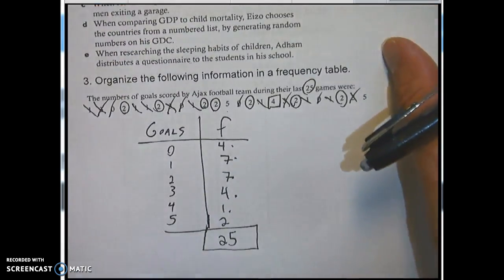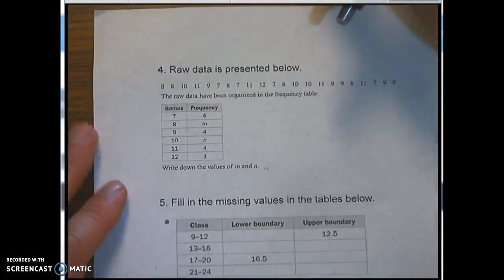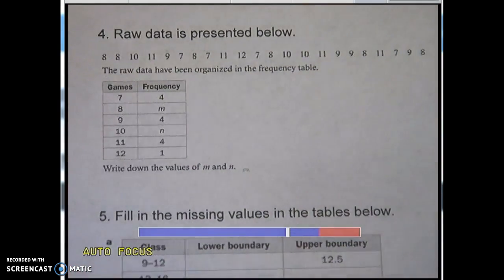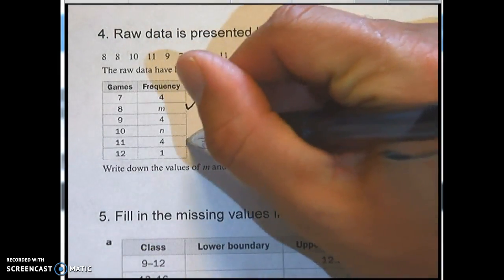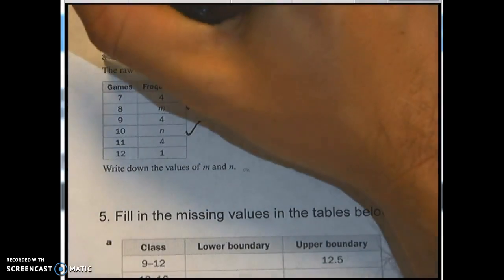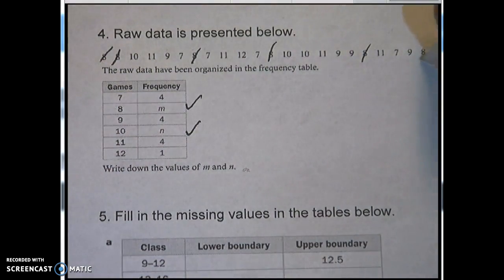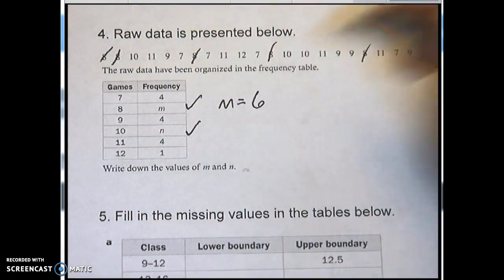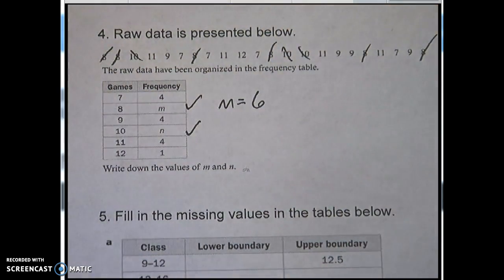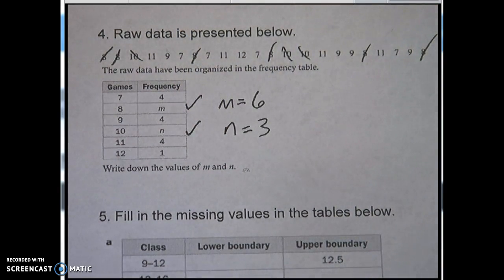Let's flip over here now. Sometimes you're given a frequency table and you're asked a question about it. So we're supposed to find the values of m and n. This is simply asking us how many 8s are there, how many 10s are there. I see 1, 2, 3, 4, 5, 6 8s. How many 10s are there? 1, 2, 3. n equals 3 10s.